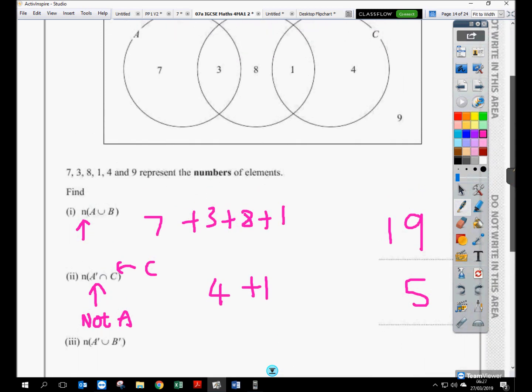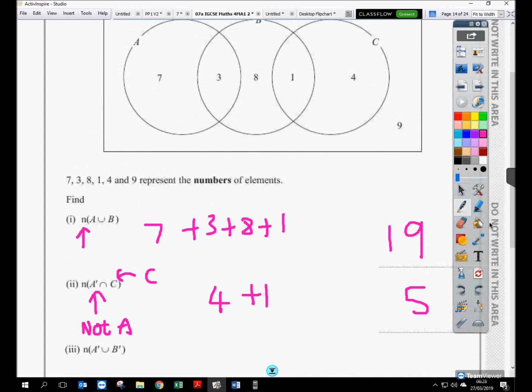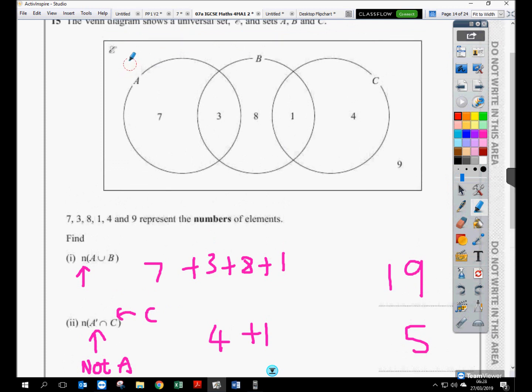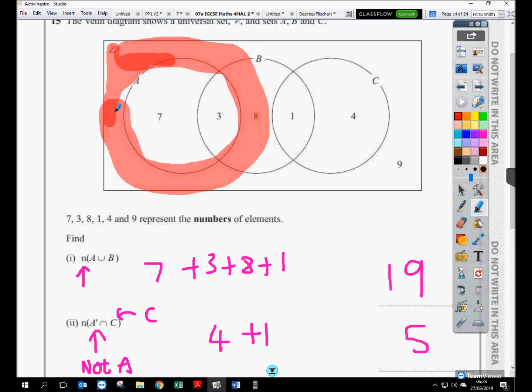And the next one is not in A or not in B. Now this one's a bit more complicated. So what we do is, first of all, I'm going to highlight the section that's not in A. Not in A is everything outside the A circle. So not in A.